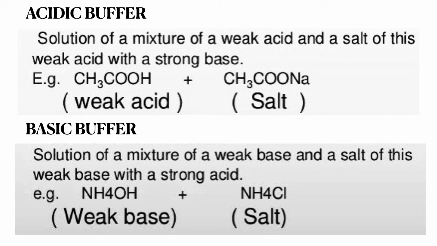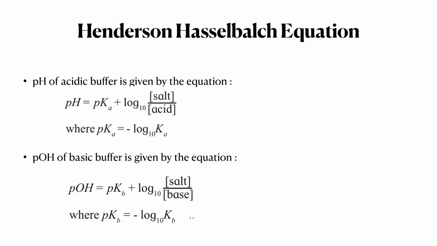Similarly, if I take the weak acid as HCOOH, what is that HCOOH? It is formic acid. Therefore, I can say that its salt will be HCOONa, the sodium salt of formic acid. So, hopefully, you understood the meaning of acidic buffer and basic buffer. Now, we will learn the equation of both acidic and basic buffer.